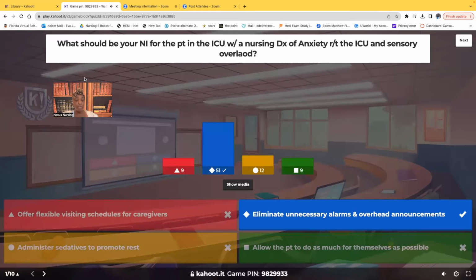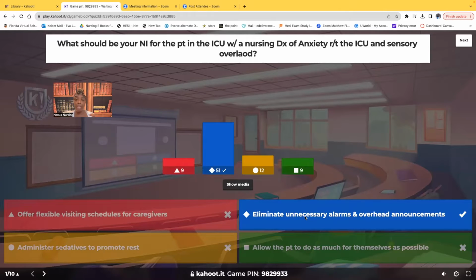Okay, good. Most of you guys chose the correct answer. You're going to eliminate unnecessary alarms and overhead announcements. Now, the clue should have been "unnecessary," right? This patient's nursing diagnosis is anxiety because there's too much stimulation, so you want to decrease the stimulation. You want to have that patient's room away from the nurse's station, because at the nurse's station the doctors and healthcare providers are giving orders, the nurses are giving reports, family members are there asking questions, the phones are ringing, the fax machine, there's so much going on.